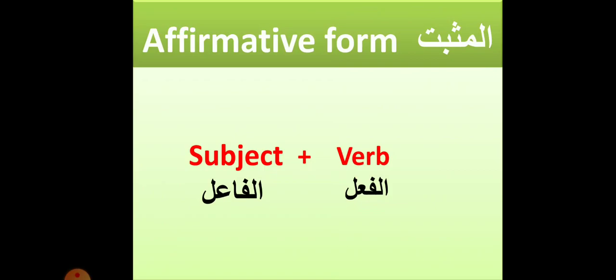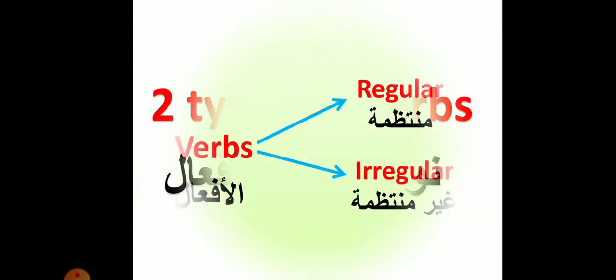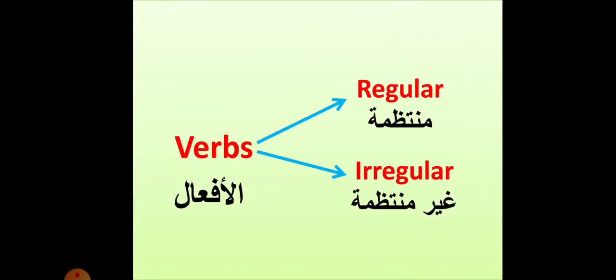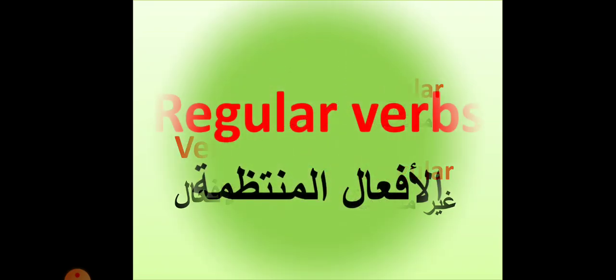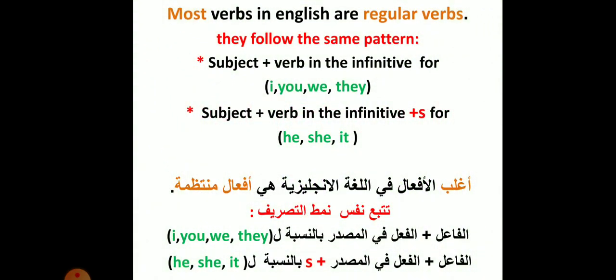The affirmative form is subject plus verb. Subject plus verb. There are two types of verbs in English: regular verbs and irregular verbs. Okay. For the regular verbs, most verbs in English are regular verbs because they follow the same pattern.